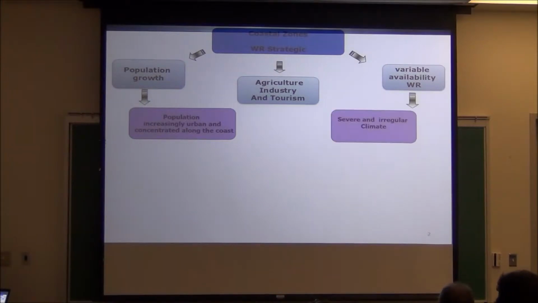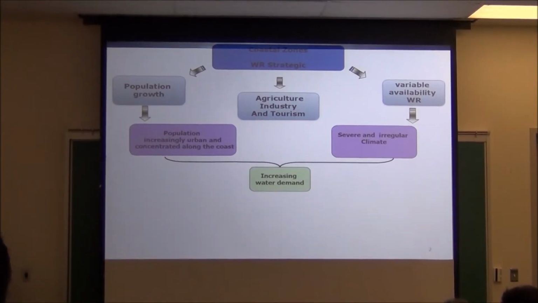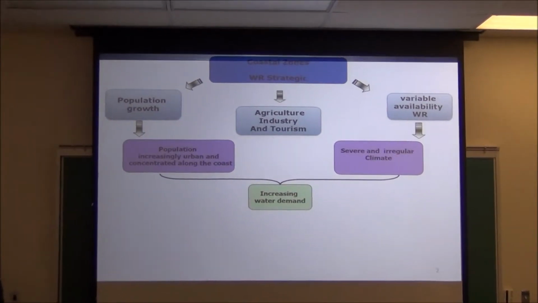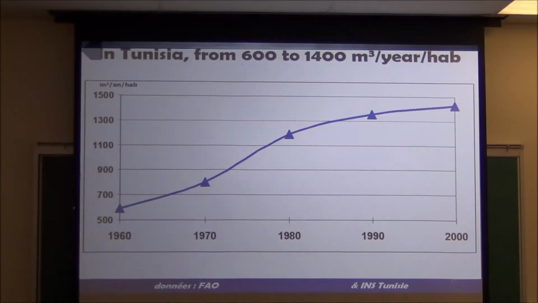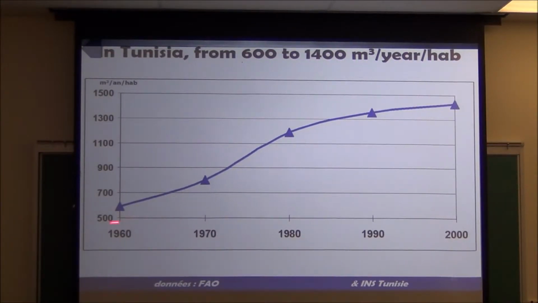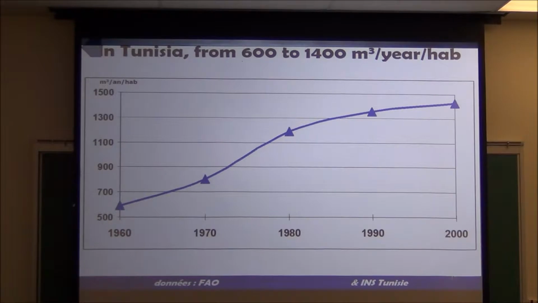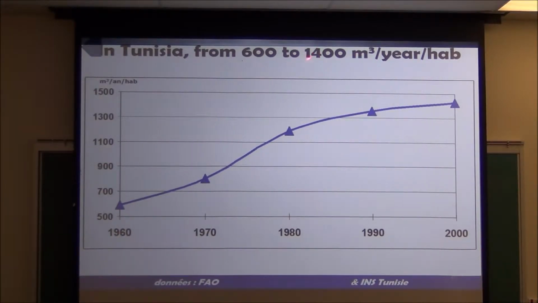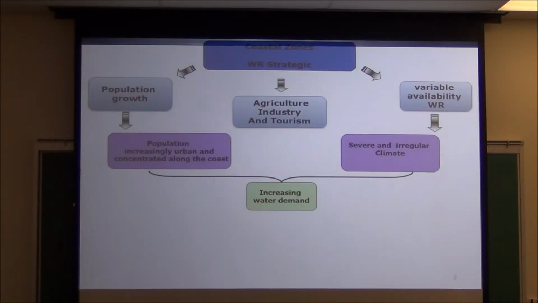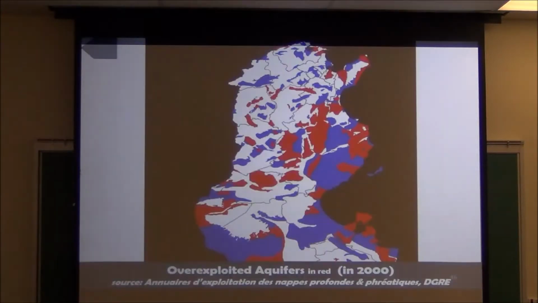This water resource is also variable in a severe and irregular climate, with an increasing water demand. And here we have the plot of the increase of water demand from 1960 to 2000. Actually, we are about 1,500 use of water, and this increase of water use caused overexploitation of the water resources.